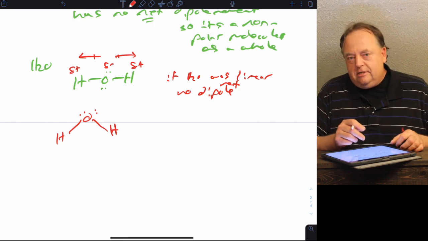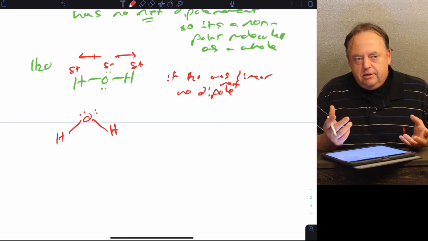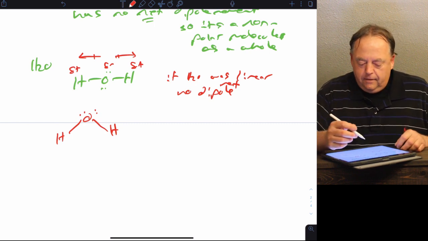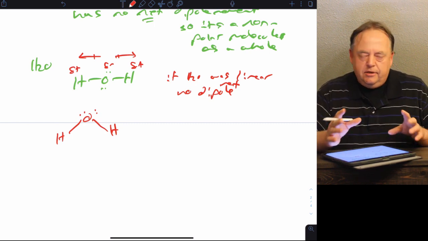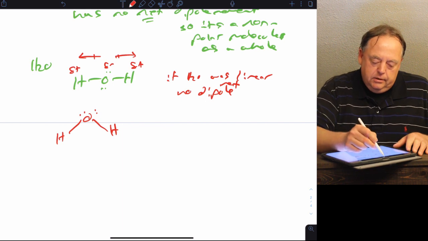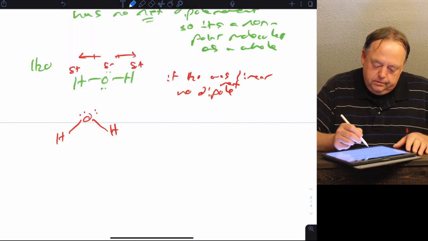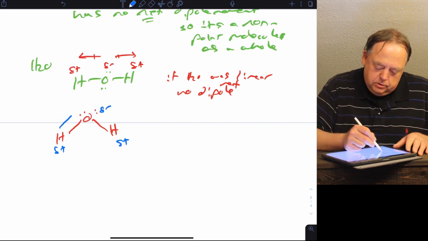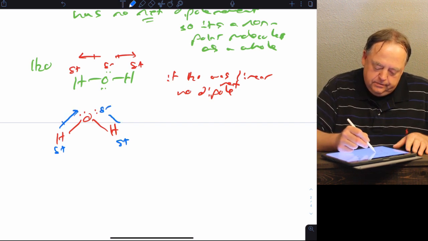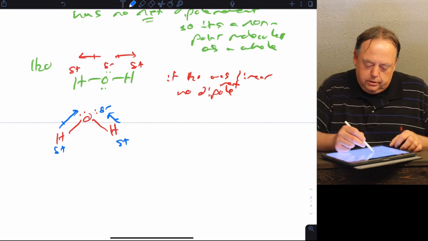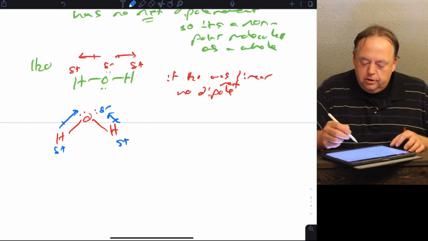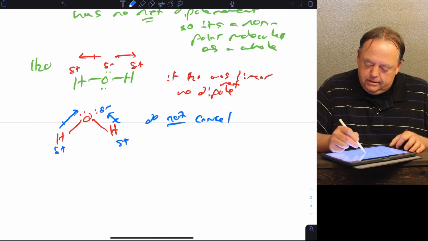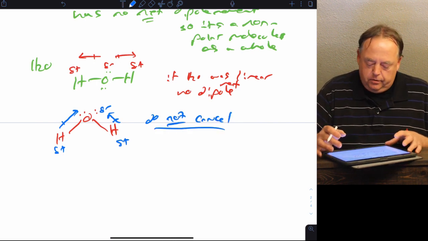And so in order to predict dipole moment, you need to know the three-dimensional structure of a molecule, so that you know what the net direction of each bond dipole is. Since it's not linear, since it's bent, it's pulling electron density like this. So that would be the two bond dipoles. Do they cancel each other out? And the answer is no, they do not cancel each other out.